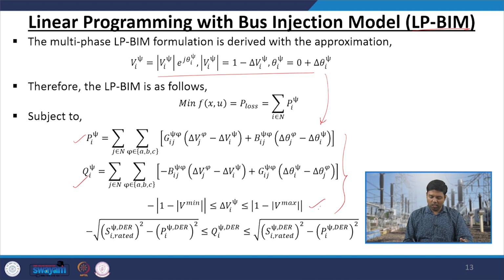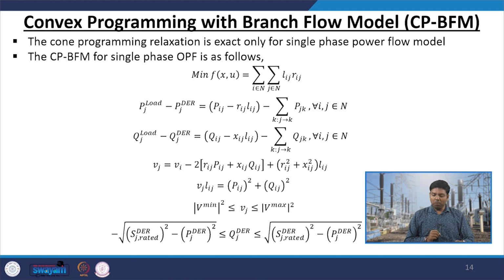The other constraints are the same, only the voltage constraint has been changed, because we are now working with the delta, or perturbation, of the voltage from the actual nominal value of 1 per unit. Similarly, you can do cone programming for the bus branch flow model that we have studied for the single phase power flow model.